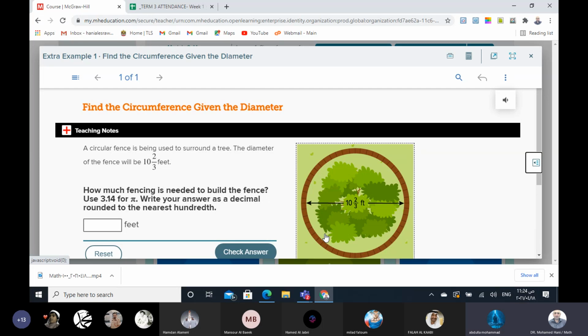Now, is D missing? No, we have D. This is the diameter. The missing value is the circumference. We want to find C, the same as in the previous example.